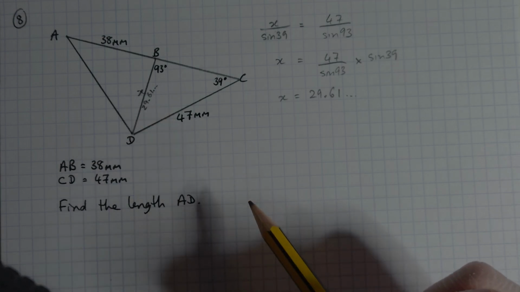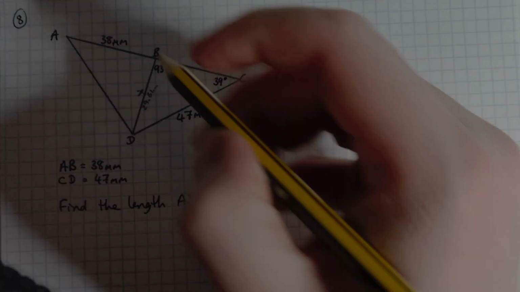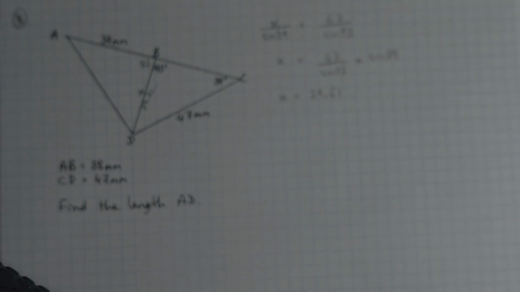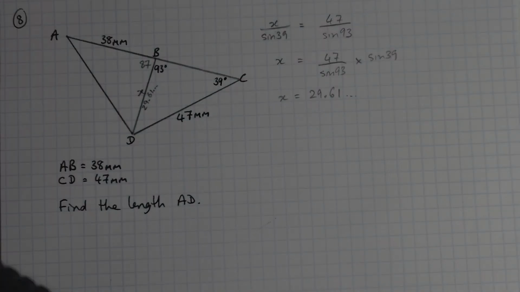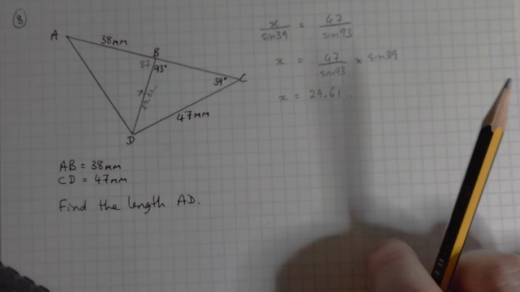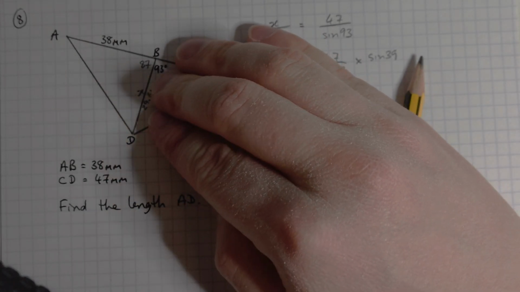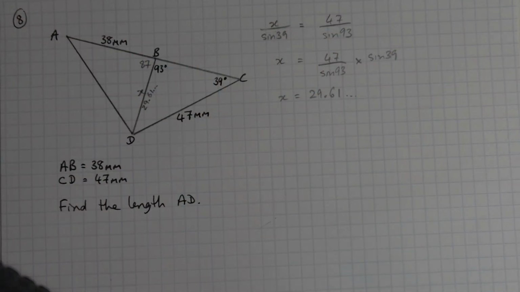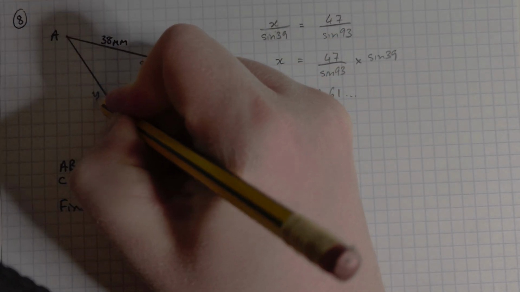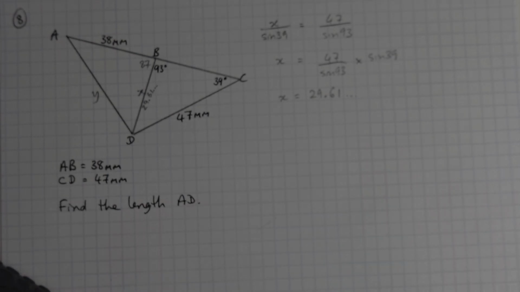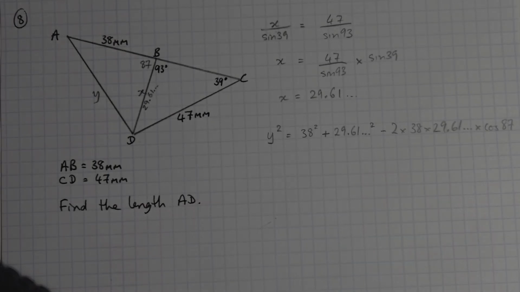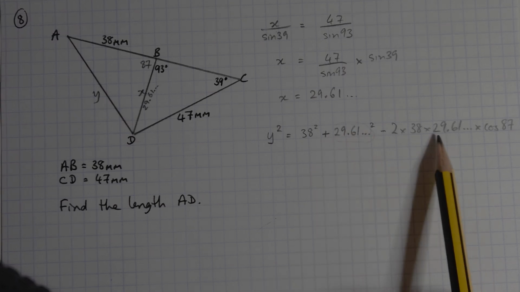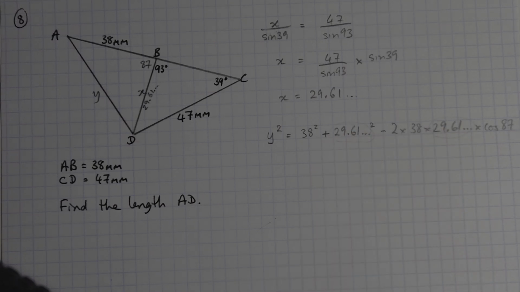We can still use the answer button. This angle in here must be the remaining 87, because 180 take away 93 is 87. So I can now consider just this top triangle, just triangle ABD. I'm going to do cosine rule on that triangle to work out this length. I need a new letter. I can't use X again, so let's call it Y. And I'm going to do cosine rule to work out Y. Now, when I type this in the calculator, I can just use the answer button here and here. So I'll show you what that looks like.